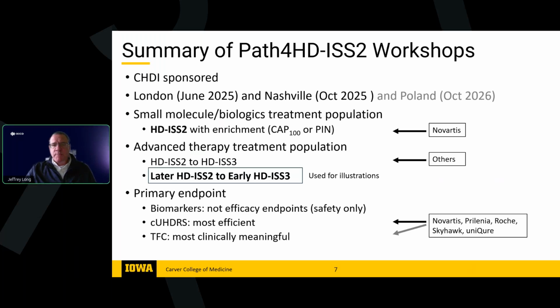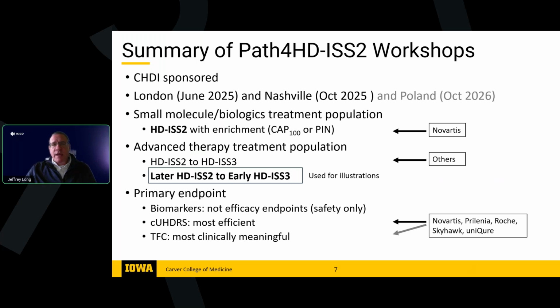For advanced therapies, we might go a little bit further into early stage HDISS3. And so there are other sponsors that are considering this progression interval. Today, when I show you the natural history data, I'm going to be considering the later HDISS2 to early HDISS3.